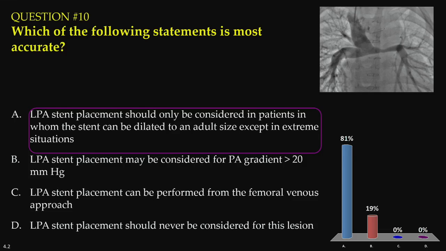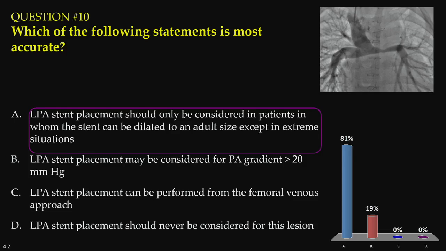LPA stent placement may be considered for a PA gradient more than 20. So yes, that is the class 1 gradient that they mention. But in a Glenn patient, remember the SVC pressure is going to hopefully be 14 or 16. So you're not going to have a gradient of 20 in a Glenn. In fact, in this patient, probably with that level of stenosis, you have a gradient of maybe 2 or 3 millimeters of mercury. And because of the lack of phasic flow, you're not going to have a systolic gradient. It's just going to be a mean gradient.